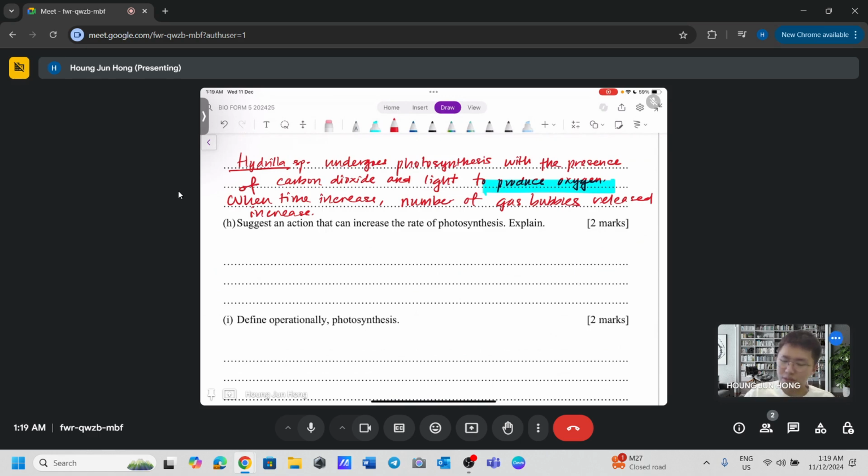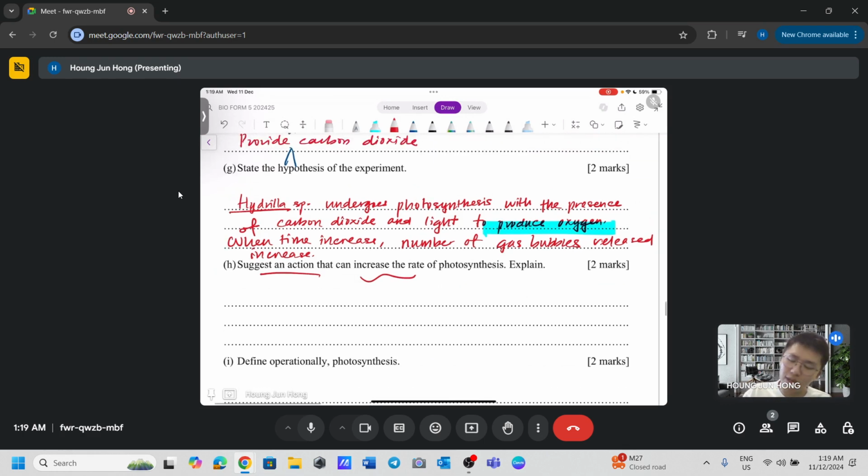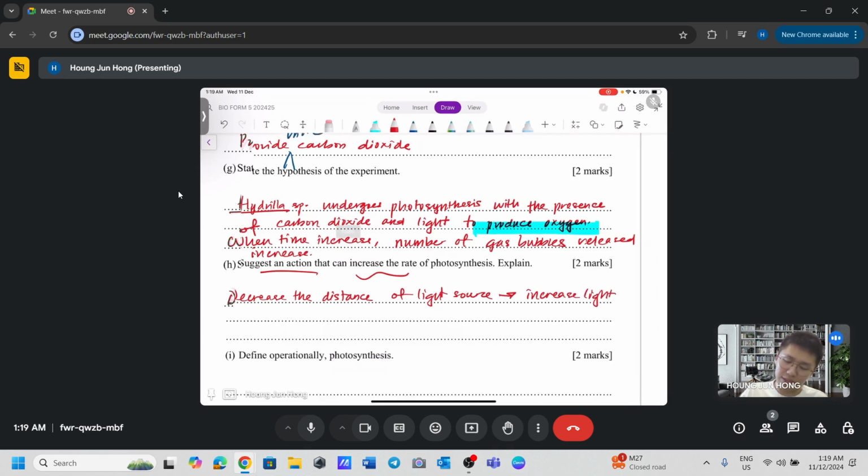This one is just whatever we have been doing so far. So you can either do what? Increase the rate of photosynthesis. Either you do temperature, maybe not so good. It's okay. Let's do distance, or the concentration of carbon dioxide. So either you can do light intensity, so you can say decrease the distance of light source. Why? Because you can increase light intensity. That's one answer.